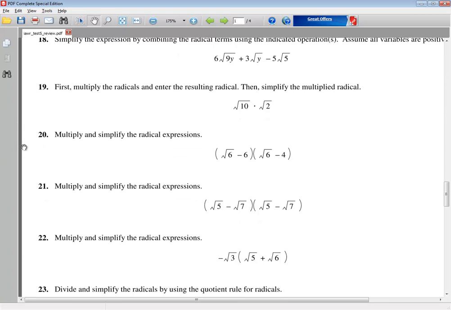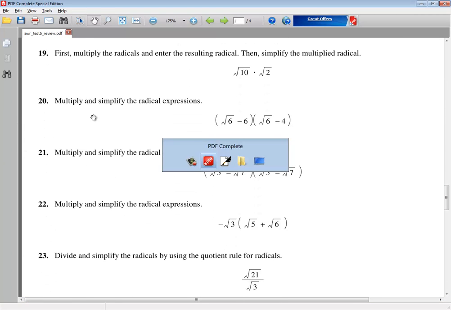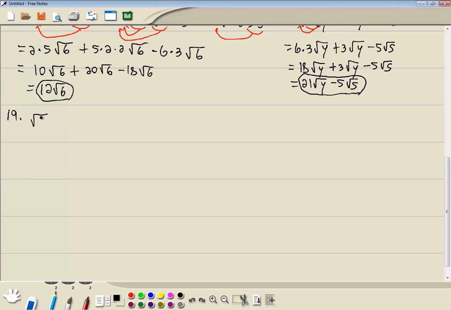Okay, 19. We got square root of 10 times square root of 2. Well, we're multiplying these together, and they have the same index, so we'll just multiply them together, put them underneath a single square root. So I got 10 times 2. You don't actually multiply them together because you're hoping that something will simplify. 10 I can rewrite as 5 times 2. And that'll bring down that 2. Now once I do that, I see I have a pair of 2's. So a pair of 2's comes out in front as a single 2. And our answer is 2 square root of 5.